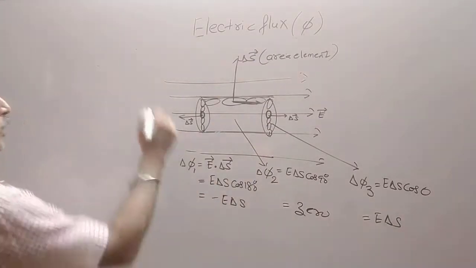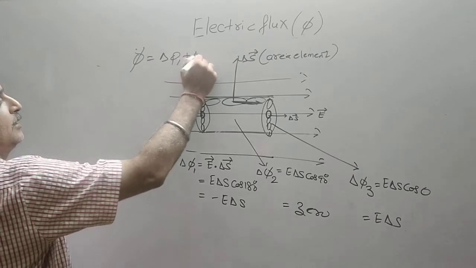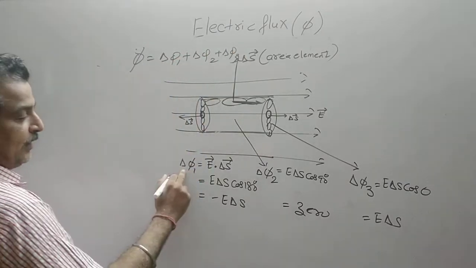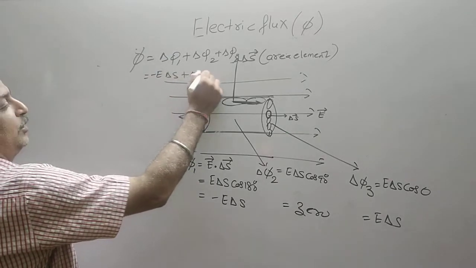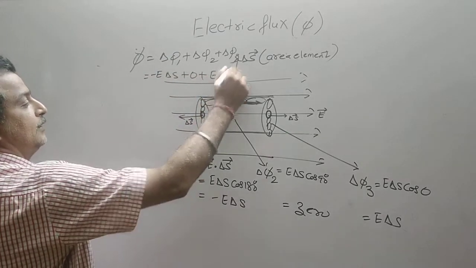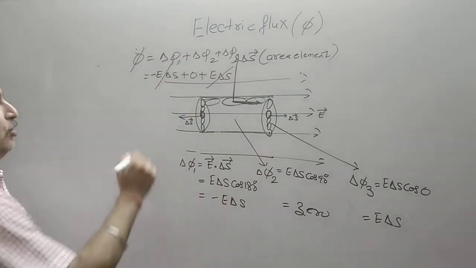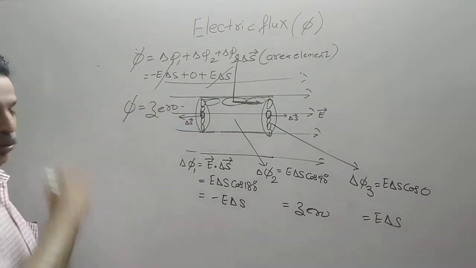Now what is the total flux? So phi is equal to delta phi 1 plus delta phi 2 plus delta phi 3. Now what is delta phi 1? That is minus E delta S plus 0 plus E delta S. Minus E delta S and E delta S cancel. So the total flux comes out to be 0.